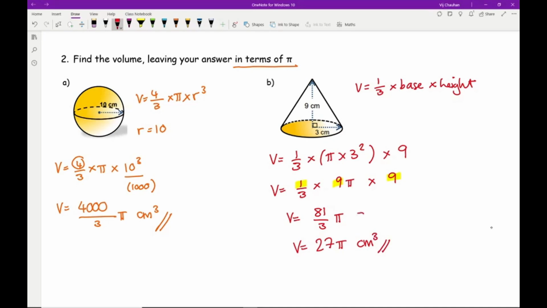And there you go. If you're not too sure about simplifying your fractions, you could have got away with leaving it as 81 over 3, but that does simplify to give you 27. And there you go.